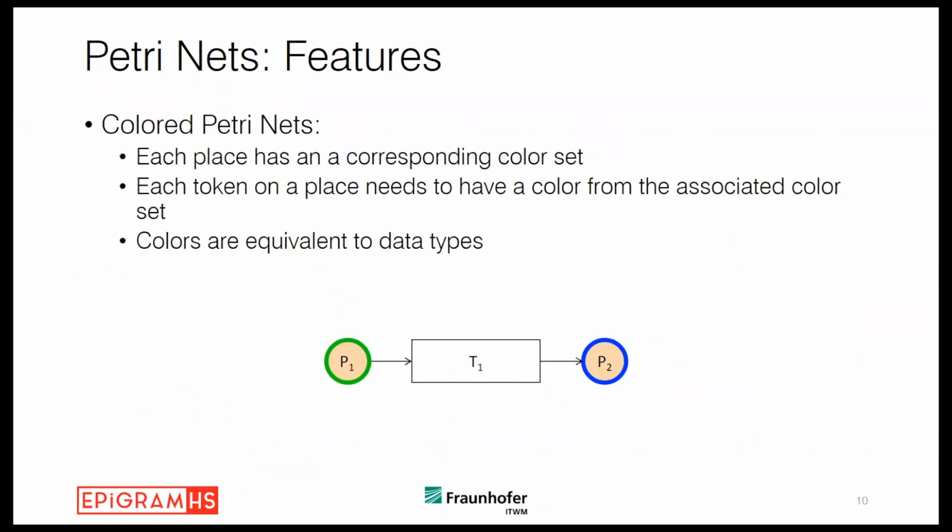So GPISpace uses three extensions to the natural Petri net definition. One of them being colored Petri nets. A colored Petri net means a specific place can only have tokens having a certain type or a certain color. In terms of computer science, that means a token in place P1, for example, has to be of type integer, whereas P2 will be of type string, for example.